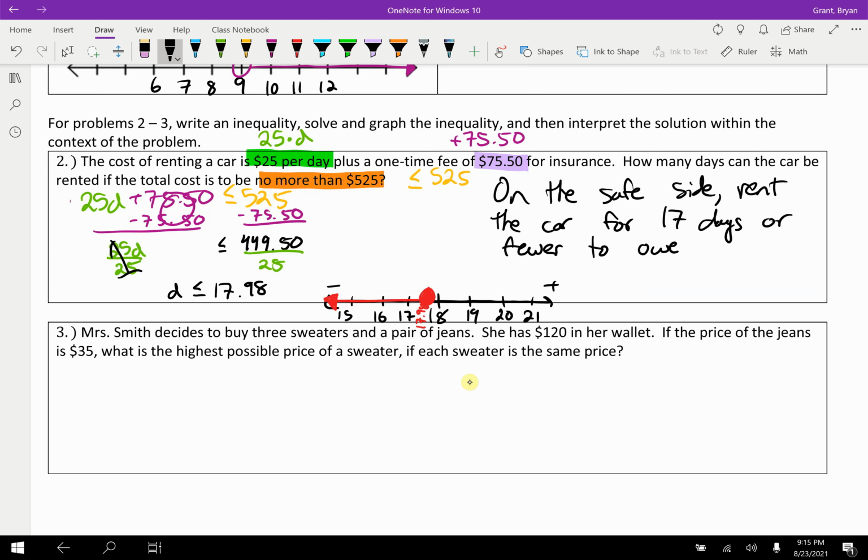2O less than or equal to $525. Now, technically, you could go a little over 17 days to exactly equal that, but oof, car companies, I don't know. I would play it on the safe side and say no more than 17 days.